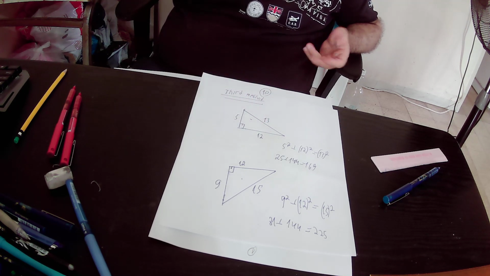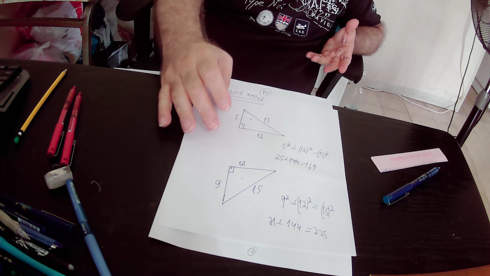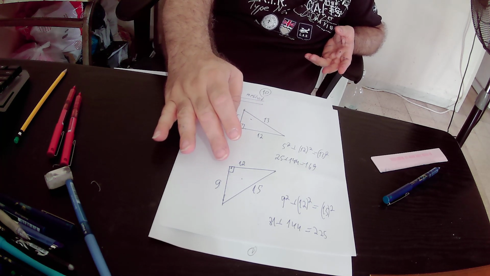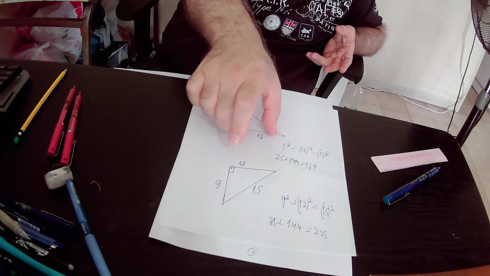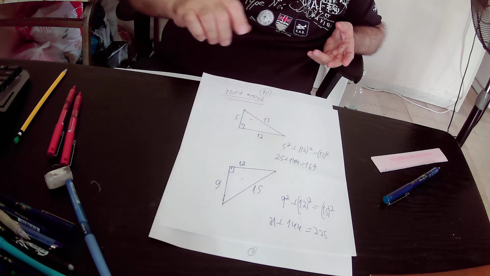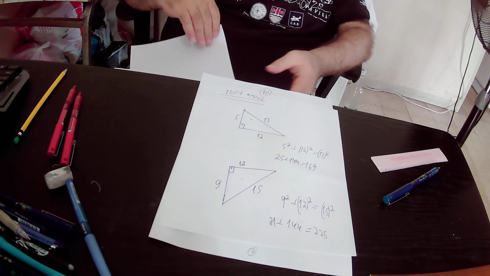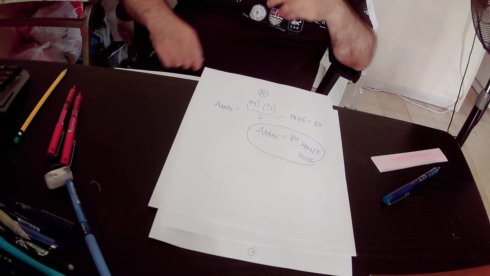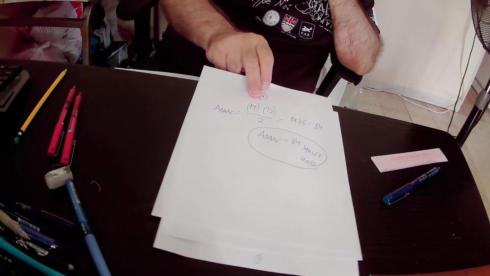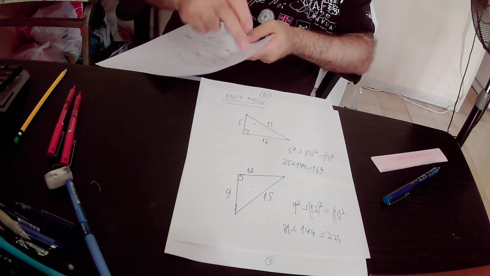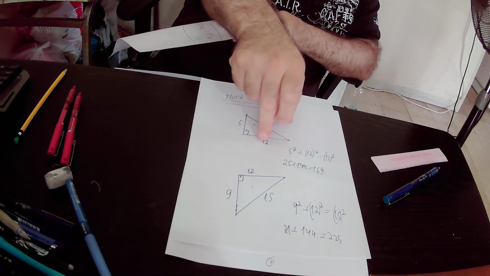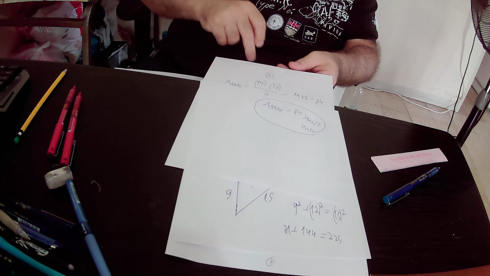Okay? And in this way we can find out the area of triangle ABC, which equals the base of the triangle times the height of the triangle over 2. So the area of triangle ABC in the third method is the base of the triangle, that is 14, 14 is 5 plus 9, times the height, that is 12 units, over 2.